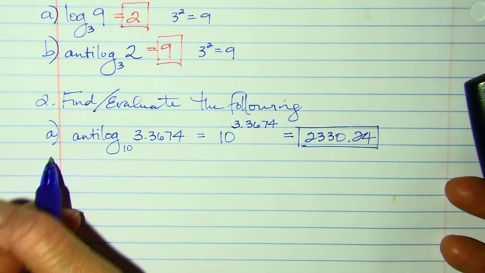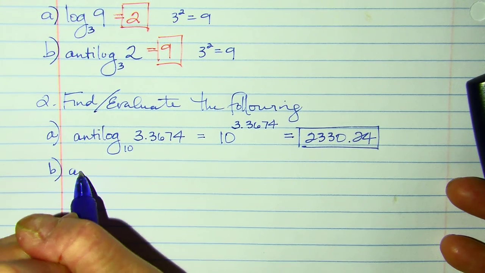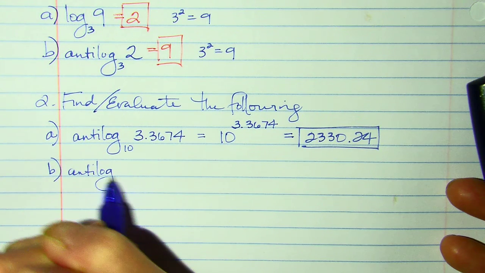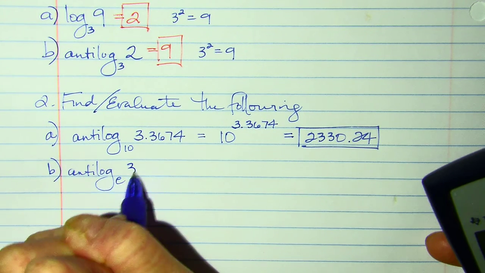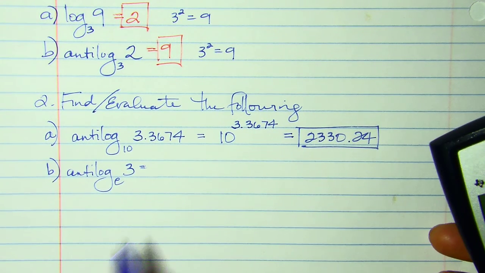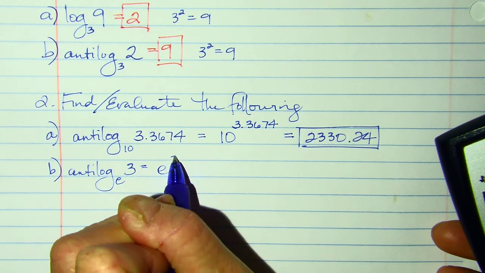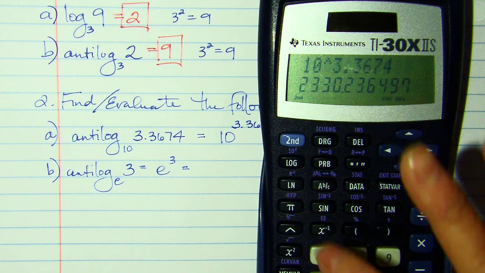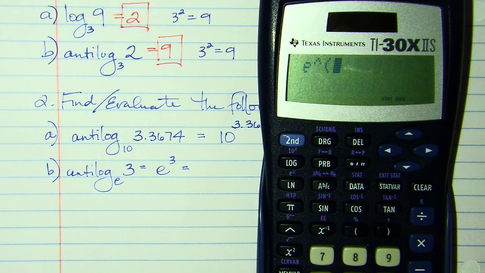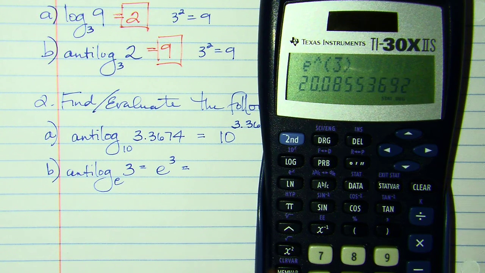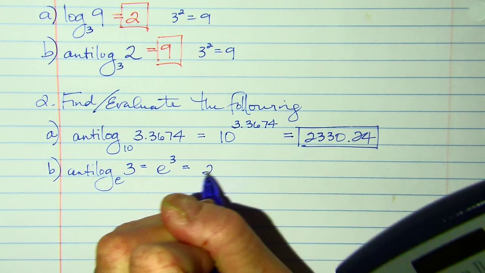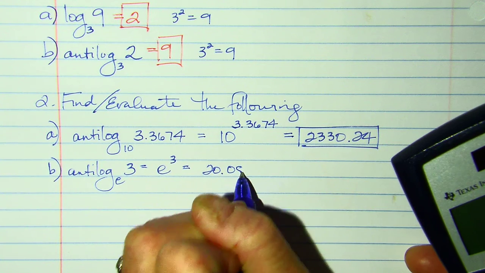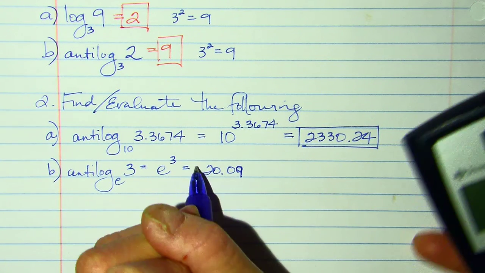Okay, so part B, what is the antilog of e to the 3? So when you see that, they're asking you to find what is e to the third. So you will have that button on Desmos or a calculator. I have to hit the shift button to get e. And notice that that's my little exponent, and then I just enter the 3, and I get 20.08. Actually, that would be 20.09.